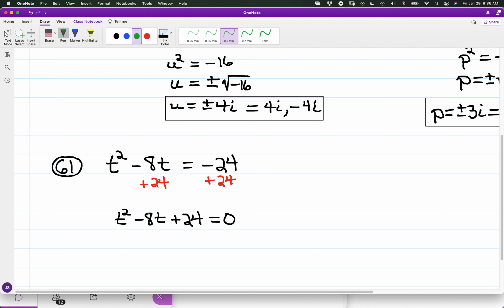Now, one might attempt to factor, and might think of factoring by grouping, with 1 times 24. However, with numbers that go into positive 24, there is no combination that will add up to the middle coefficient, negative 8. You might think of negative 24 and negative 1, but that sum is negative 25. You might think of negative 12 and negative 2, but that sum comes out to negative 14. And you might have negative 8 and negative 3.